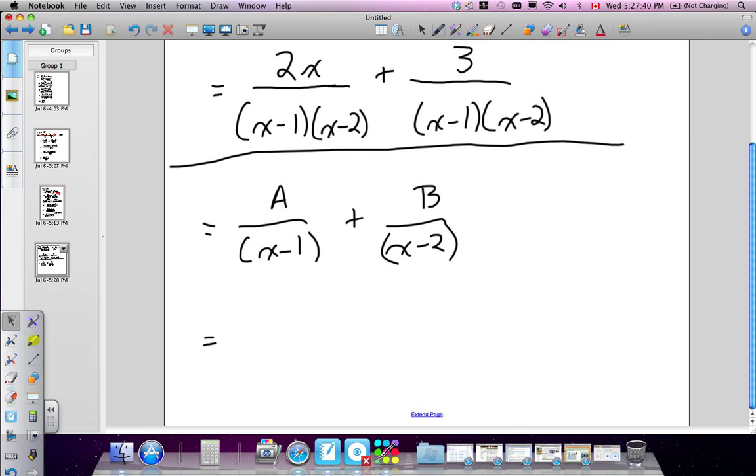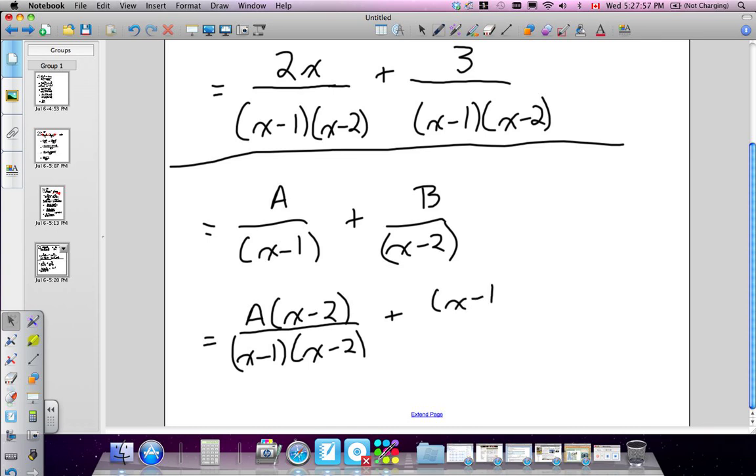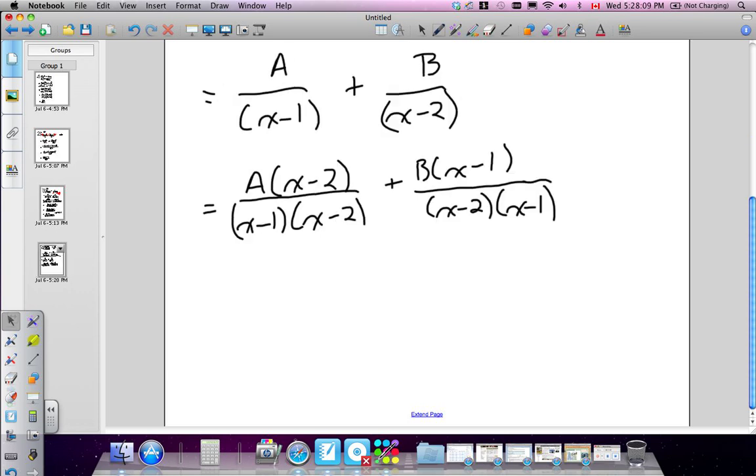divided by x minus 1 times x minus 2. Does this make sense? Plus, and the opposite in this one, x minus 1 times b over x minus 2, x minus 1. Okay? So again, we've created denominators that are the same, so we can combine them again. Okay? So we're both going to have x minus 1, x minus 2 on the bottom.